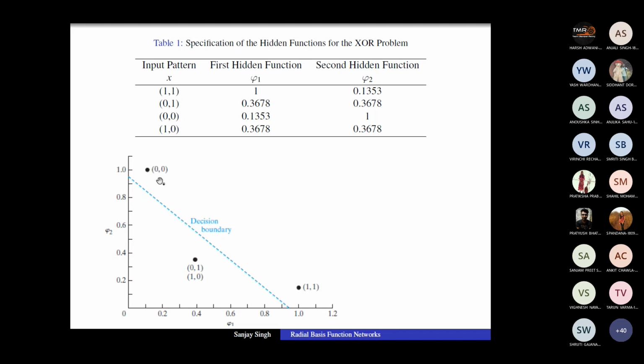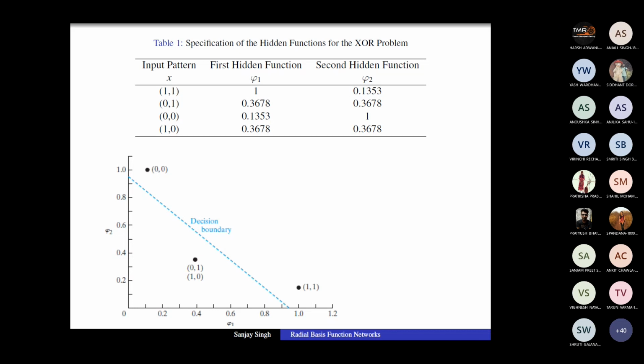Because for 0, 0, as per the XOR, the value will remain 0. For 1, 1, the value will remain 0. So all these points above the decision boundary have label 0, whereas all the data points below the decision boundary have label 1. XOR of 0, 1 is 1, XOR of 1, 0 is 1. So a very clear decision boundary. This is the beauty of this function.